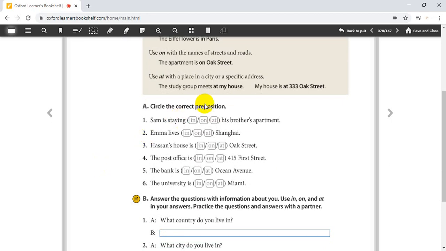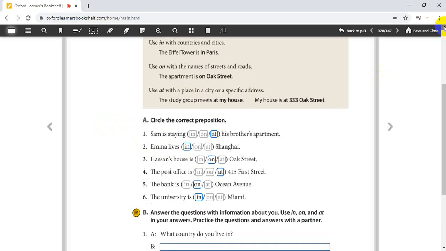You have 3 minutes. Quickly, you have to circle the correct preposition. All right, let's have a look at the answers. Sam is staying at his brother's apartment. Specific point, specific location. Okay. Emma lives in Shanghai. Okay, because definitely she's living in the city, so she is inside the city, so it's in.